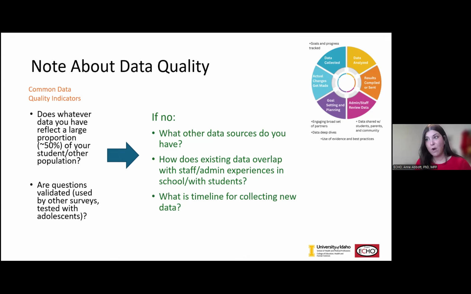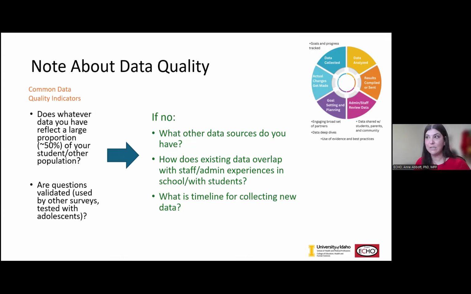Thinking through, right, before I get too far into using my data for things, is my data quality data? And so some pretty common data quality indicators that we use, right, at Communities for Youth, but also are kind of standards across a lot of different data collection efforts out there, is: does whatever data you have reflect a large proportion of your student or whatever population you're trying to measure? So with Communities for Youth, we use about a 50% threshold, particularly in newer schools, but the higher proportion of your population that you can get, the more confidence you can have that your data is really telling you something that's true, right?